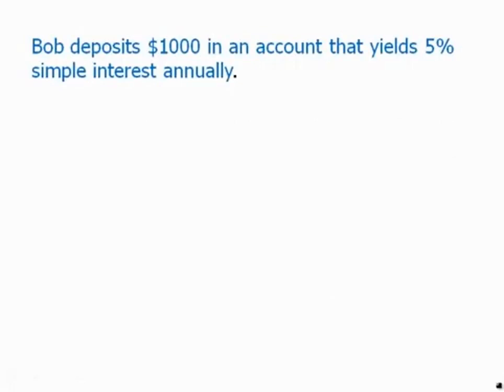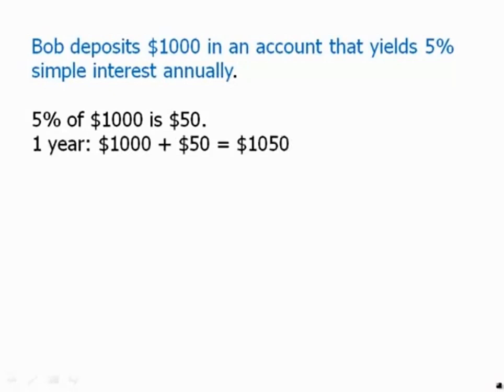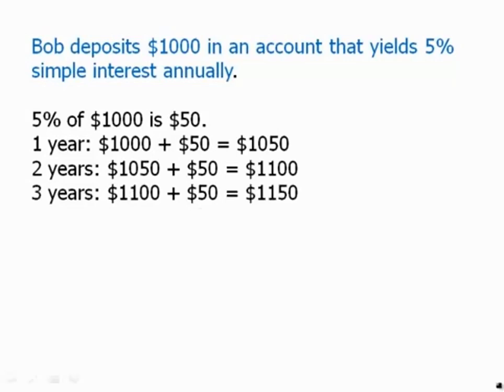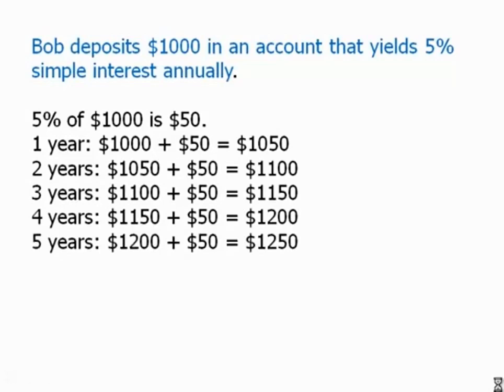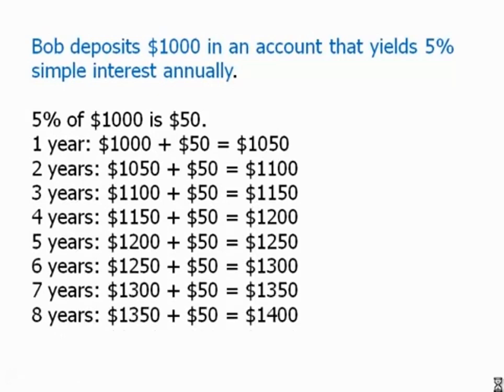So let's think about this. Bob deposits $1,000 in an account that yields 5% simple interest compounding annually. Well, 5% of $1,000 is $50. So what this really means is that every year, Bob is going to get another $50 worth of interest. So in the first year, $1,000 plus 50, we get $1,050. Then in the second year, we add $50 again. Then we add $50 again. And in each year, all we're doing is we're adding that same amount, $50. And so the account is rising by $50 each year. The exact same dollar amount is added each time.